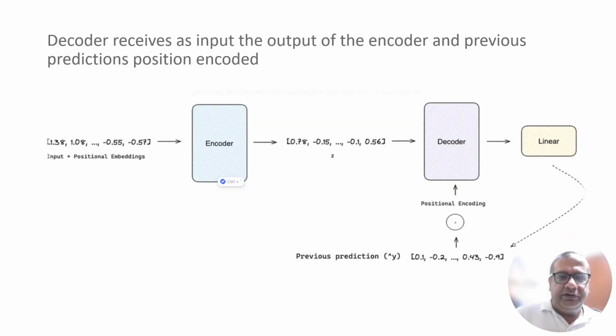The decoder receives as input the output of the encoder and the previous predictions, position encoded. In addition to processing the encoder's output, the decoder operates in an autoregressive process. It incorporates previously generated outputs before producing the forecast of the subsequent time step, that is, i plus 1. It leverages the attention mechanism to capture the complex relationships between the hidden states produced by the encoder and the previously generated outputs. This approach enables the decoder to effectively synthesize the contextual and sequential information encapsulated in the encoder's representations with its own iterative predictions.